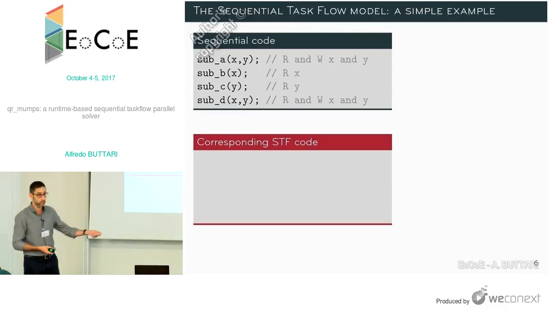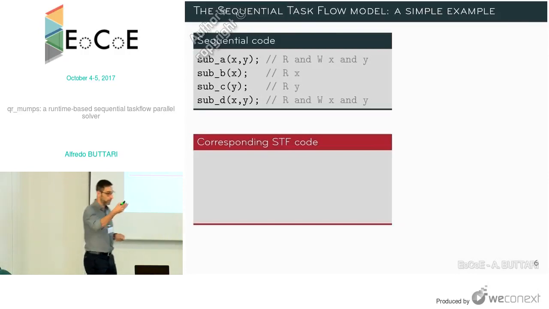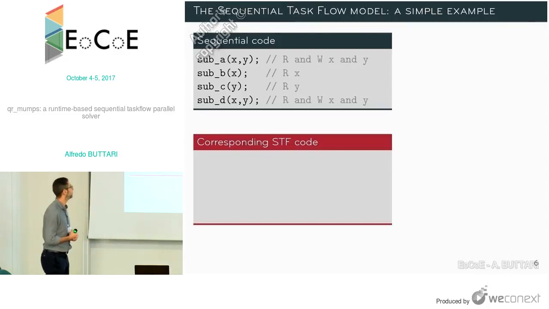Basically, instead of executing operations, you submit tasks. But when you submit a task, you also tell the runtime how the task accesses the data, whether in read or write mode. Then the runtime, just by looking at the order in which tasks are submitted and at the way they access data, can automatically detect dependencies among them, build the DAG automatically, and then deploy it on the underlying machine.